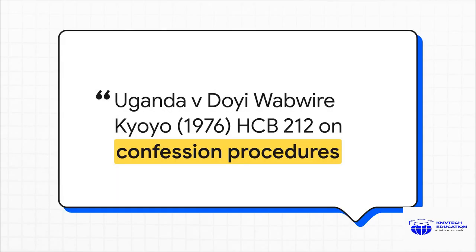Let me give you a concrete example. I am going to say this citation slowly, so please write it down carefully. Uganda versus Doi Wabwire Kyoyo, 1976, HCB 212. This is a foundational Ugandan judicial decision. In this case, the courts independently established strict local procedures for confessions, purposefully interpreting the act for the Ugandan context.